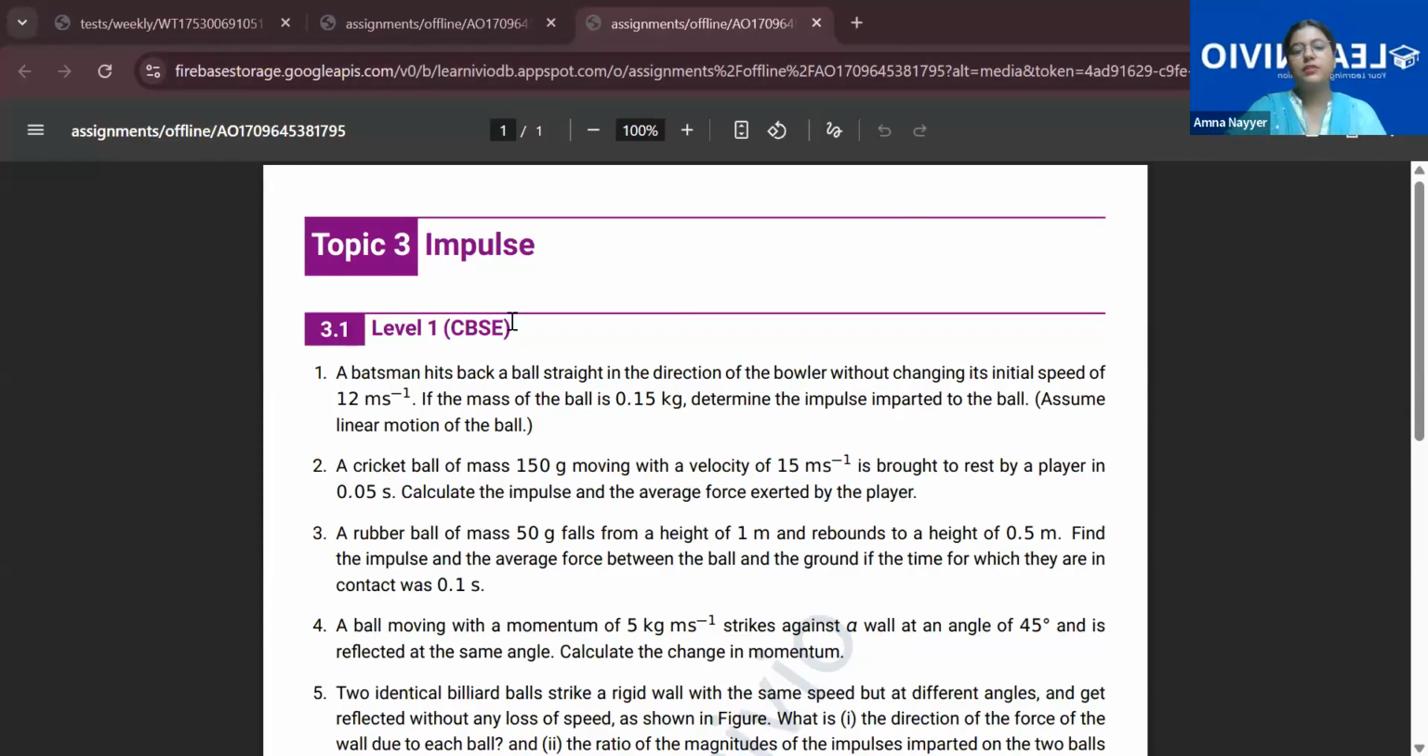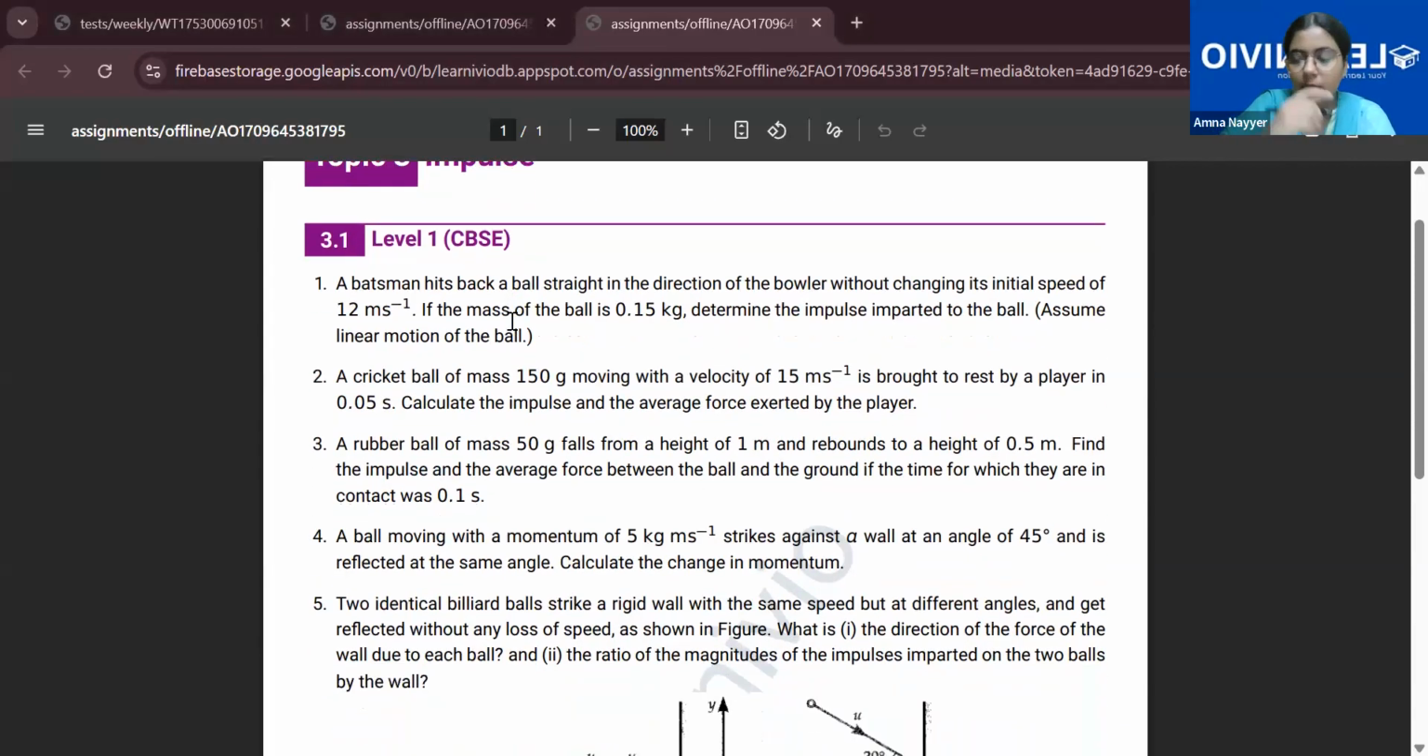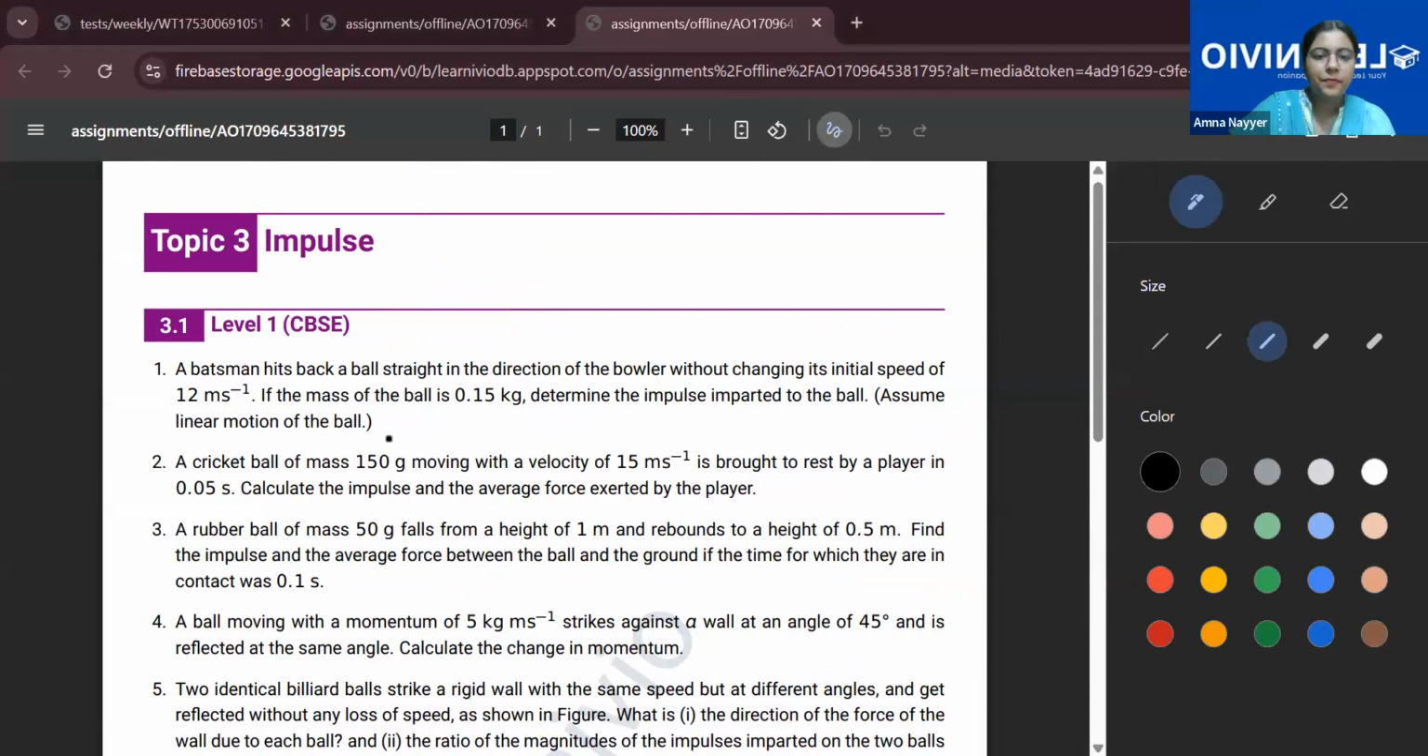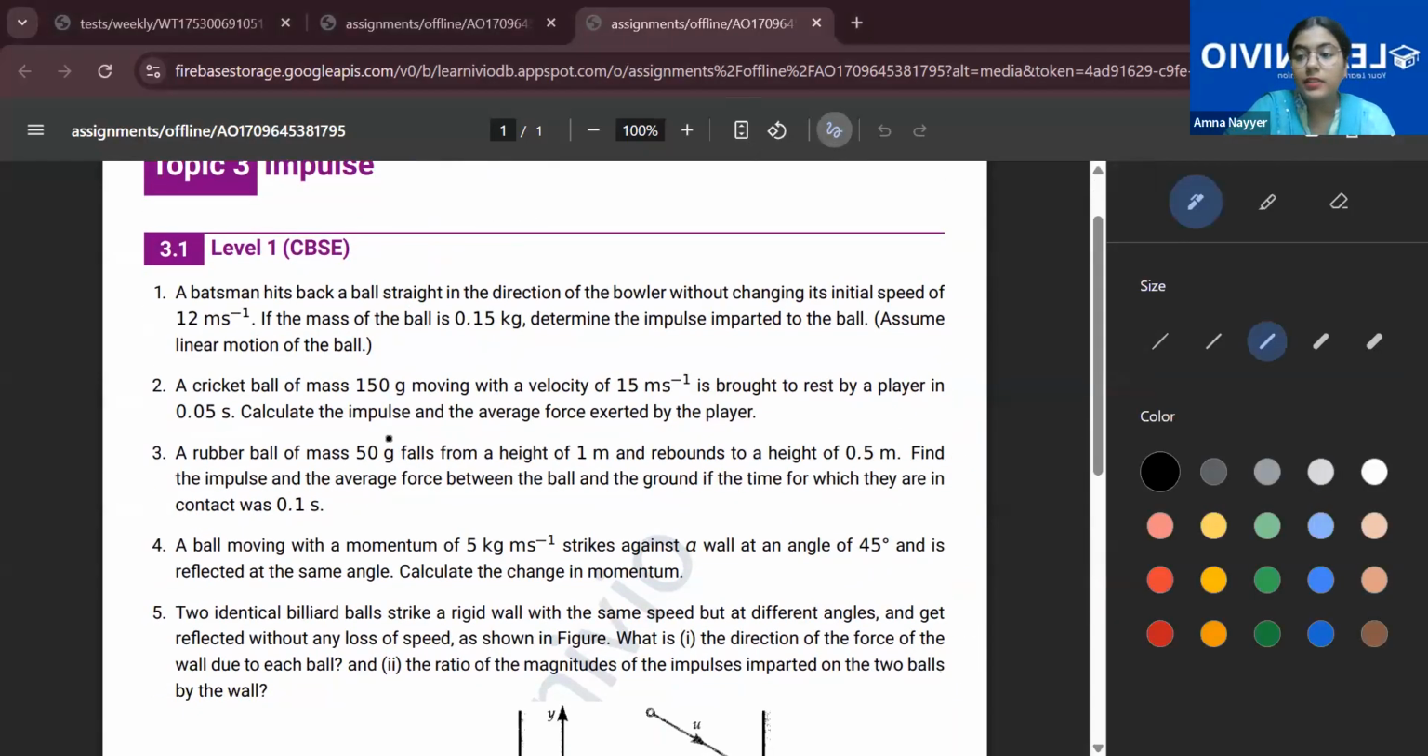This was one of the assignments which I said I'll be discussing in today's class. So, see, from impulse. Ma'am, yes. I had a doubt in the third question of this. What question? Like, I'm on the first question right now.